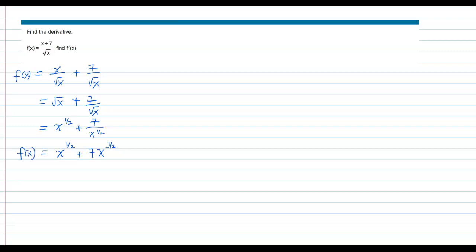Then you differentiate. So what's the derivative? F prime of x is equal to the derivative of x to the 1/2, which is 1/2 x to the negative 1/2. So that's 1/2 minus 1, which is negative 1/2, plus 7 times negative 1/2, bring that down, and then subtract 1 from negative 1/2. That gives you negative 3/2.